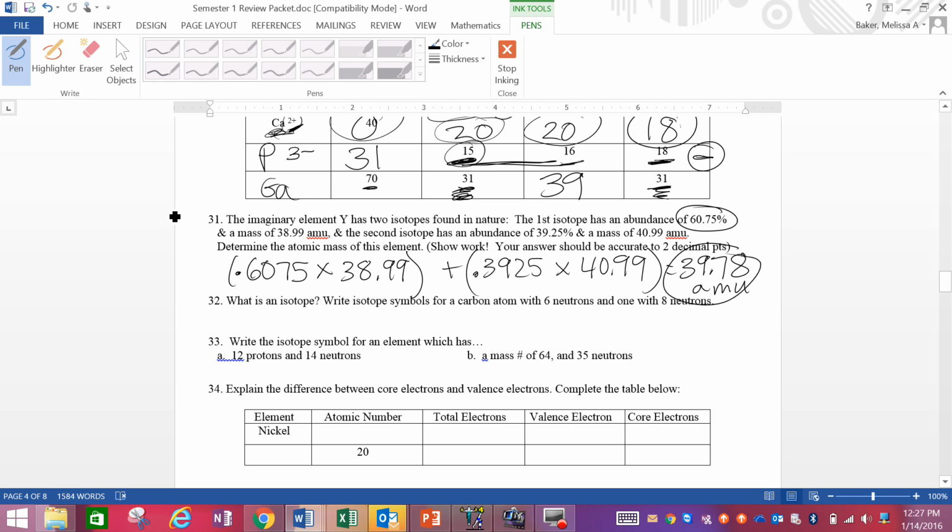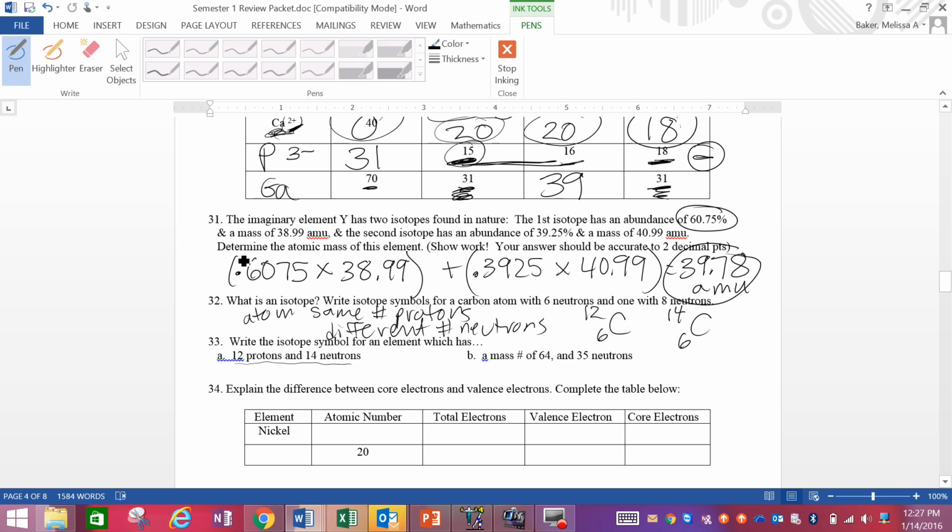What's an isotope? It's an atom that has the same number of protons, but a different number of neutrons. So, for example, let's write out the symbol for carbon. Carbon's number 6, so we can put a number 6 down here. One of them has 6 neutrons, 6 plus 6 is 12, and the other one has 8 neutrons, 6 plus 8 is 14. So those are 2 isotopes of carbon.